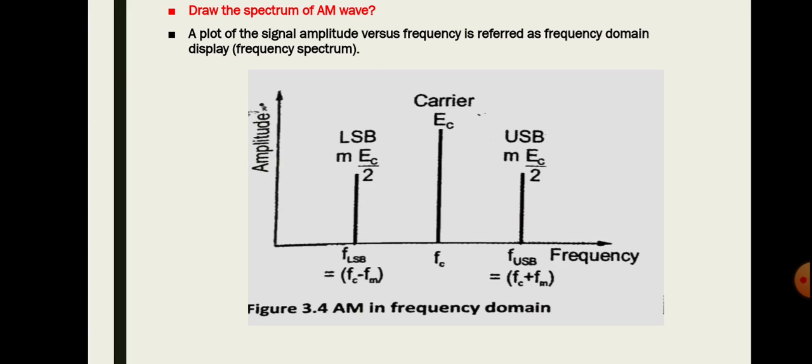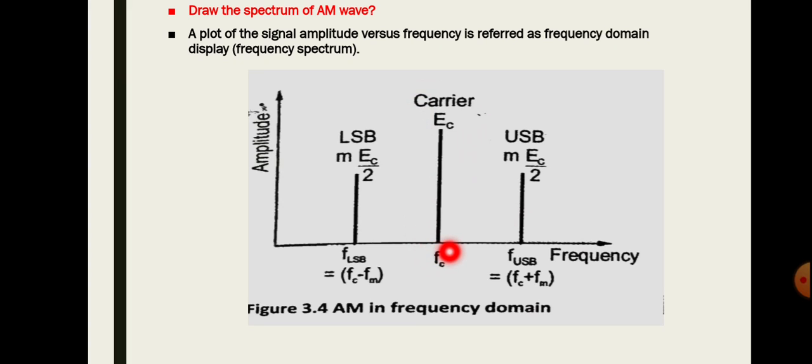Next we can draw the spectrum of the AM wave. You know that in the case of an amplitude modulated wave, there are 3 frequency components: one is the carrier frequency, another is the upper sideband frequency, and the next is the lower sideband frequency. So the frequency spectrum can be drawn with frequency along the x-axis and amplitude along the y-axis, and we will mark the 3 frequency components. First is the carrier frequency, Fc. We know that it does not contain any information about the modulating signal.